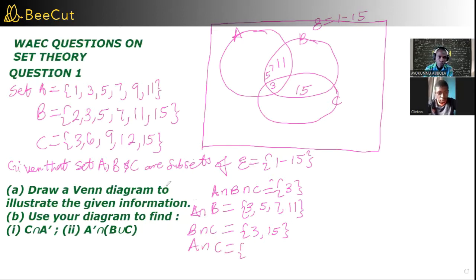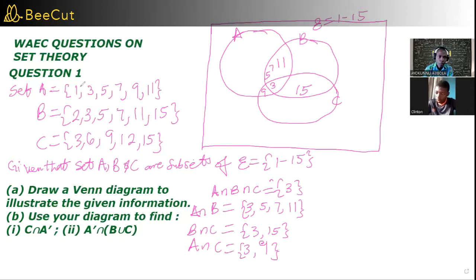So lastly, I go to look for A intersection C. What is common to A and C? We have 3. What about 9? Yes, 3 and 9. So I have 9. So that means here I'm going to have 9.